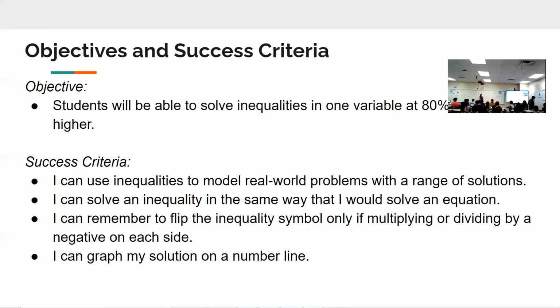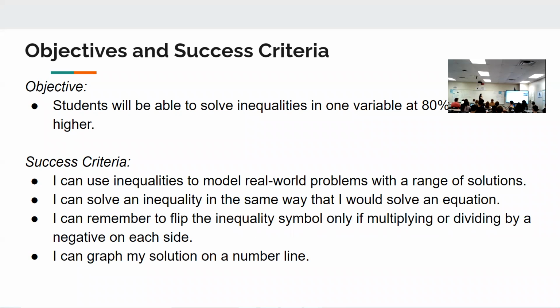You need to be able to solve inequalities, which the steps are the same as an equation. You need to be able to distribute, combine like terms, move the variable to one side, all of that. You need to remember to flip the inequality in certain situations. What are those situations? When you divide by a negative on both sides, and what else? When you multiply by a negative on both sides.